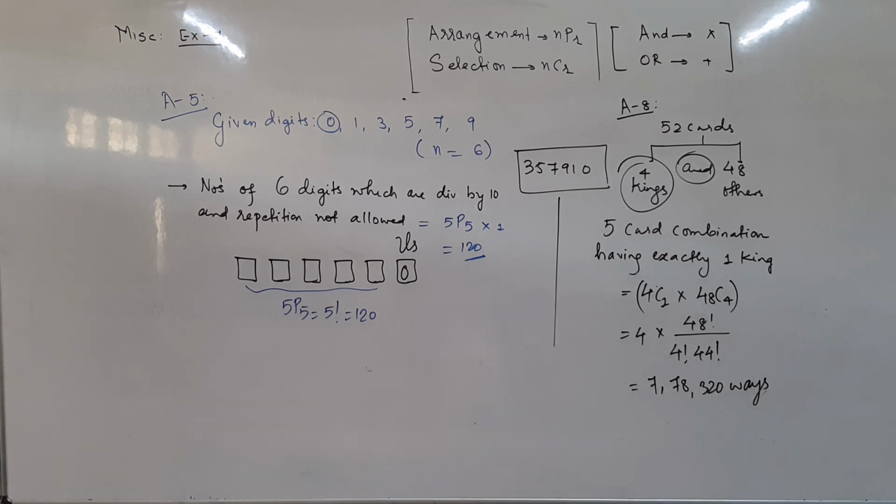Now if you are told to find a combination having exactly 2 kings, then 4C2 into 48C3. Then what is the concept? 4C2 into 48C3. Exactly 3 kings, then 4C3 into 48C2. Exactly 2 kings, so 4C2 and the other 3, so 48C3, like that. 4C2 into 48C3. Okay students, hereby we conclude the lecture. Remaining we will take in the next lecture.